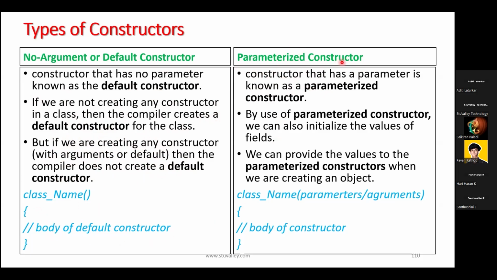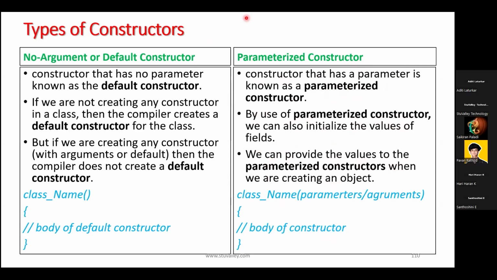Now the second type of constructor is the parameterized constructor. In a parameterized constructor, we can pass parameters to the constructor. That is why we say that it is a parameterized constructor. The use of a parameterized constructor is to initialize the values of fields. Okay, we can provide the values to the parameterized constructor when we are creating an object. So the syntax for that is the class name, the parameters or arguments you want to pass to that constructor, and the body of the constructor.